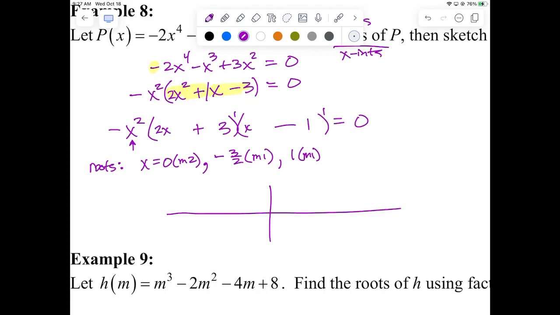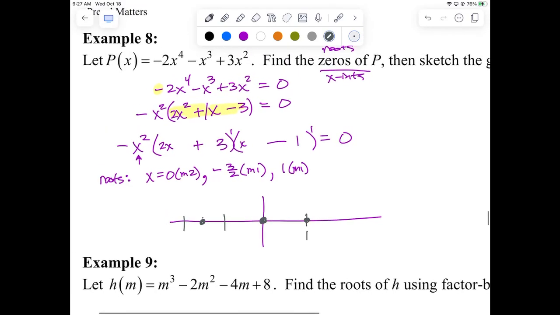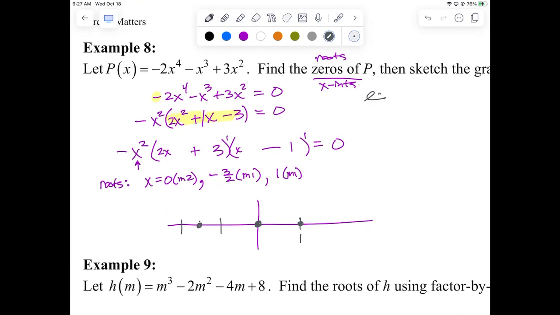Give yourself an x and y axis. We got 0. We've got 1. And then we've got -3 halves, which is right here. Let's also talk about the end behavior. What would be the limit as x goes to infinity of p of x based upon the leading term?